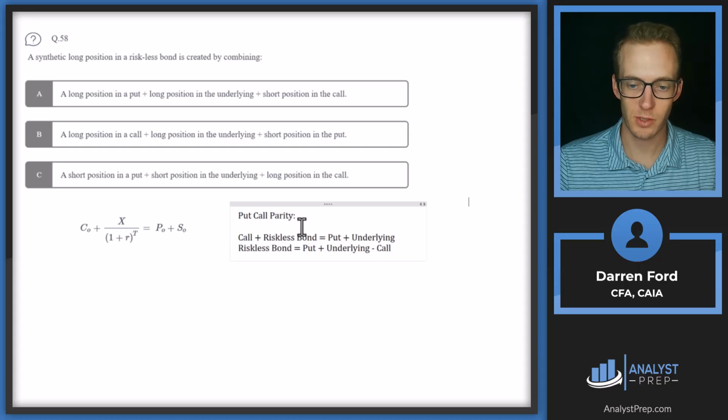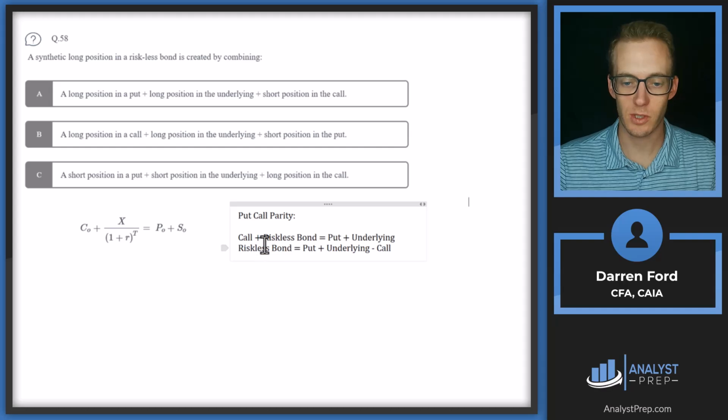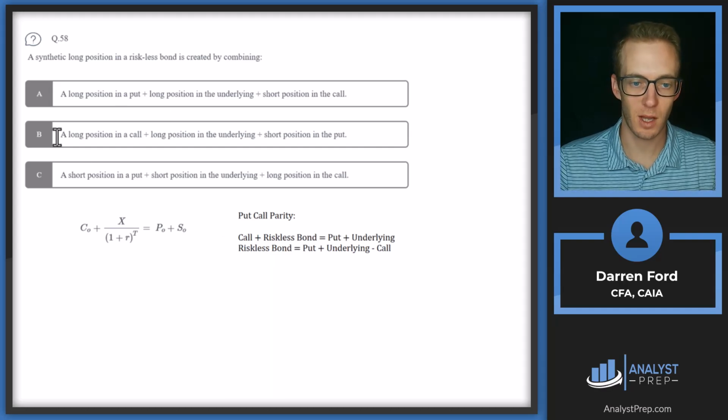So we've got the call plus the riskless bond equals put plus underlying. We're going to move the call over to this side by subtracting it from both sides. So now we have our riskless bond equal to the 3 different positions. So now we can use this to imply what will be long and short for the 3 positions for our answer. So if the value is positive, we're going to be long that position, and if it's negative, we're going to be short.